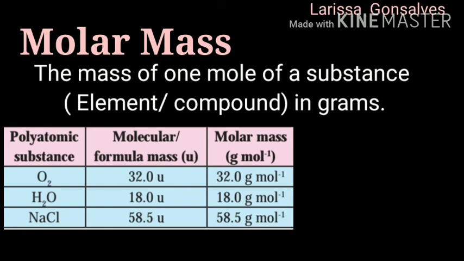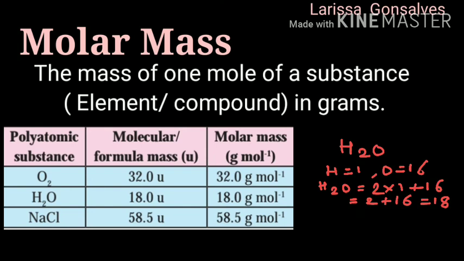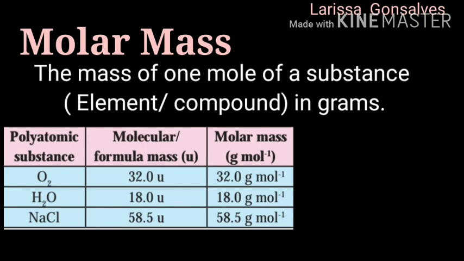Okay, second example is of water, H2O. So here we have 2 atoms of hydrogen and 1 atom of oxygen. So hydrogen atomic mass is 1 and oxygen is 16. So 2 times the atomic mass of hydrogen, which is 1, plus 16. Hence we will get 2 plus 16 giving us 18 unified mass. But when you write it in terms of molar mass, you will write it as 18 gram per mole.